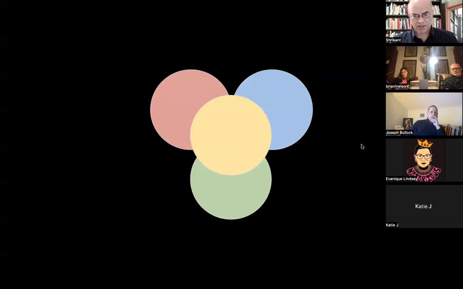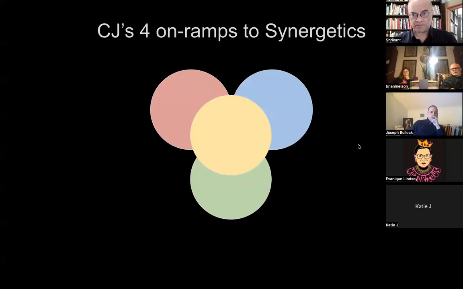Now, first, this entire development on the tetrahedron is all Bucky-inspired, inspired by Buckminster Fuller. I want to explain what I'm doing with tetrahedrons with respect to what we are doing with Buckminster Fuller. It all started with CJ's Four Onramps to Synergetics. This is something that he put together for our first meetup on Bucky-inspired comprehensivity.